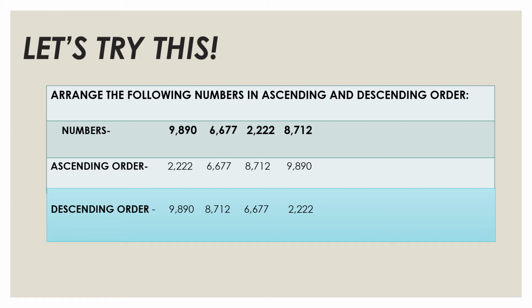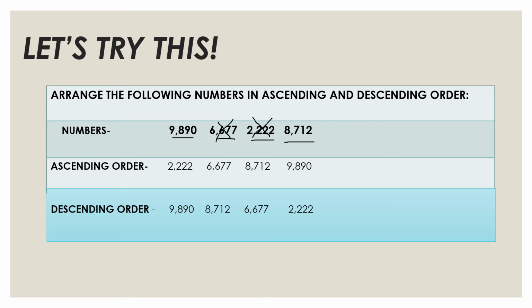Okay, now we know that ascending order means arranging numbers from the smallest to the greatest. So as you can see, out of all these 4 numbers over here, let me just underline them. Now out of all these 4 numbers, the smallest number is 2222. So it will come first. Now let me just cross this out for understanding purposes. Now look over here. We have 3 numbers. Now out of these 3 numbers, which is the smallest number? It is 6677. So let me just cross it out again so that we can conveniently, easily understand.